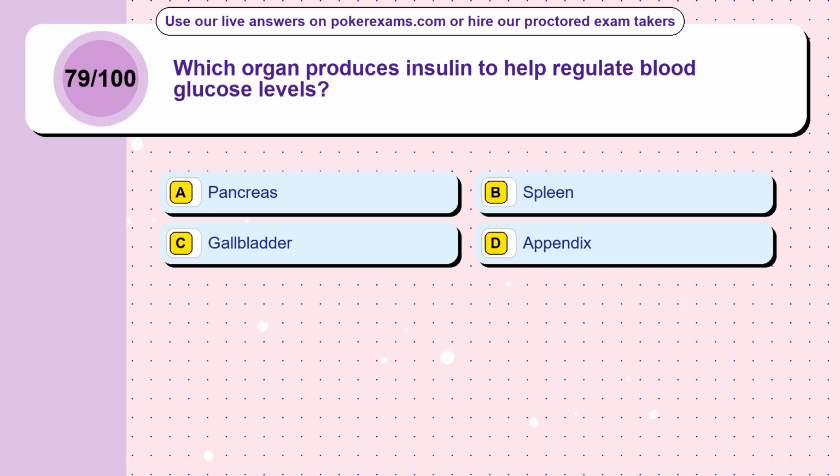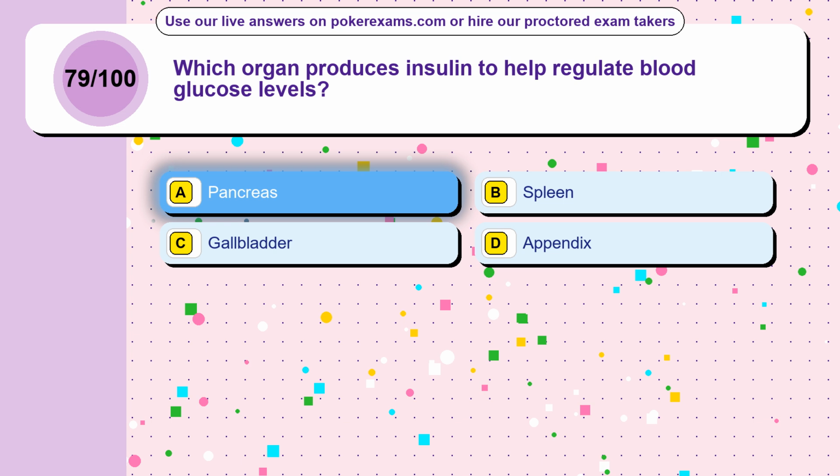Question 79. Which organ produces insulin to help regulate blood glucose levels? Option A. Pancreas. Option B. Spleen. Option C. Gallbladder. Option D. Appendix. The correct answer is option A, pancreas.